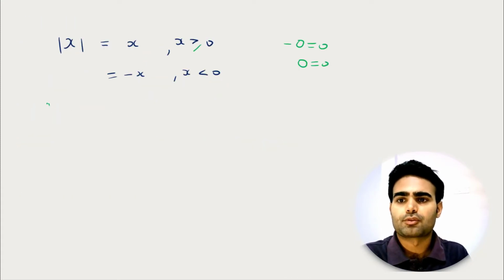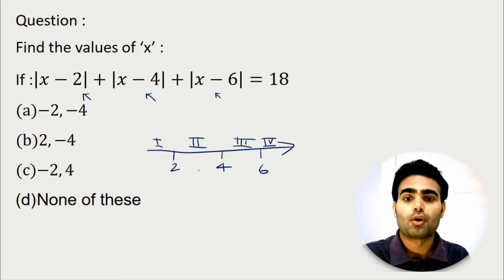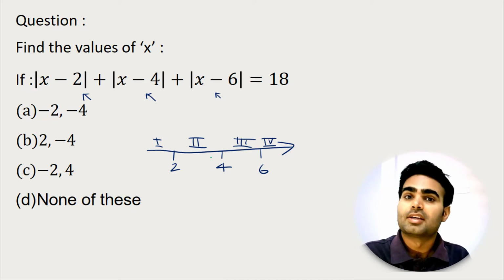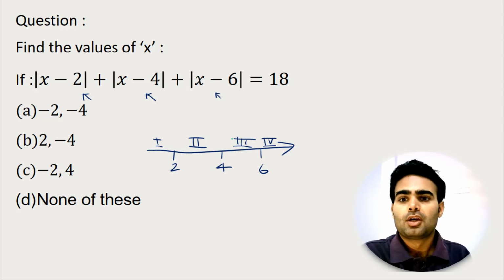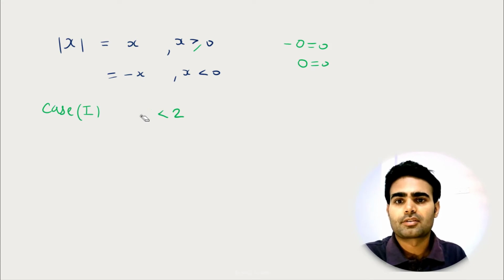So I am taking case 1. We have to check each case, and since x can lie either in the range less than 2, or between 2 and 4, or between 4 and 6, we will take the union of the cases. So case 1 is when x is less than 2. We are taking the case when x takes a value less than 2.